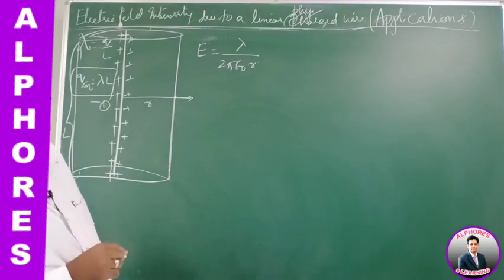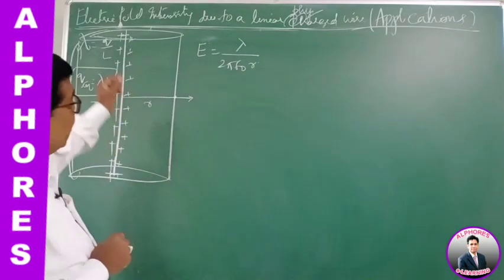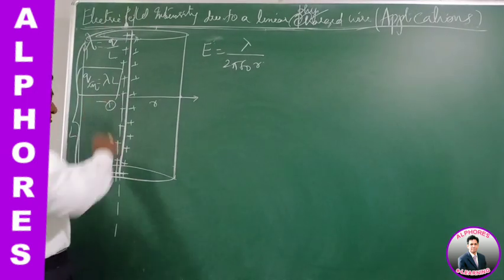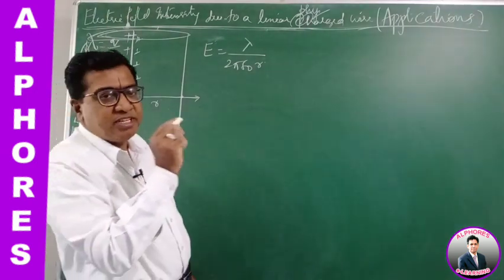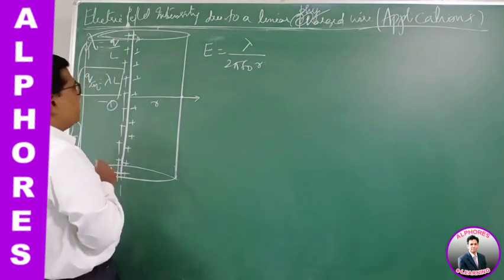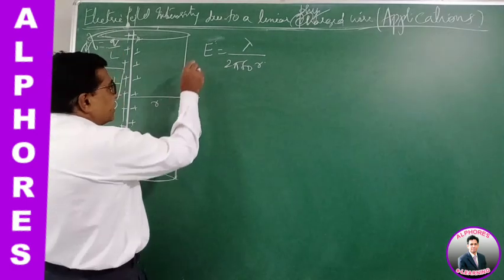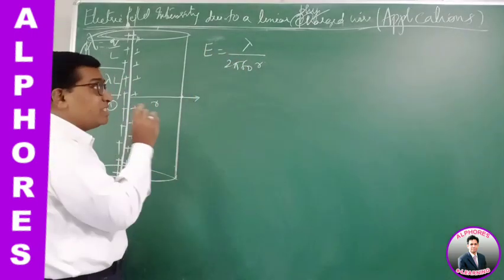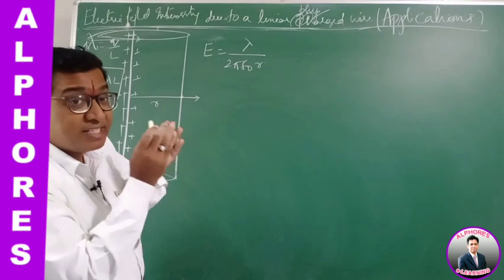Now this is the formula for the electric field intensity due to a linear charged conductor, an infinitely long charged wire, a uniformly charged conductor, like a thin, uniformly charged glass rod. So the electric field E is lambda by 2 pi epsilon naught R. Now this is the magnitude. Now coming to the direction.